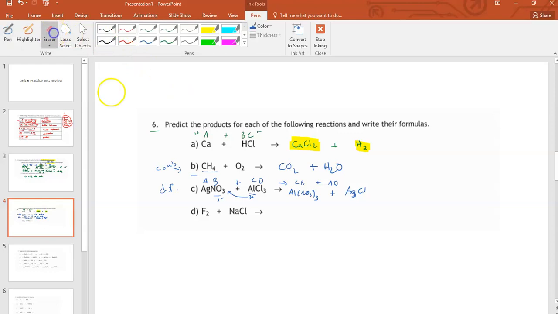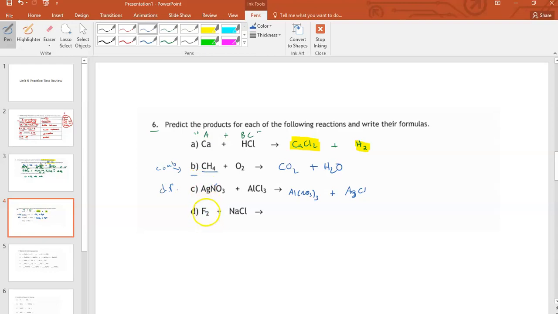So your final answer, you don't need to have this up there. That's just kind of making things messy. Don't really need to have that either. That is our final product there. What we would expect in a double replacement reaction.